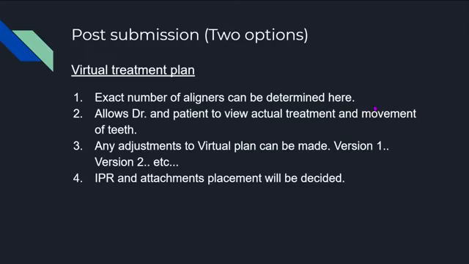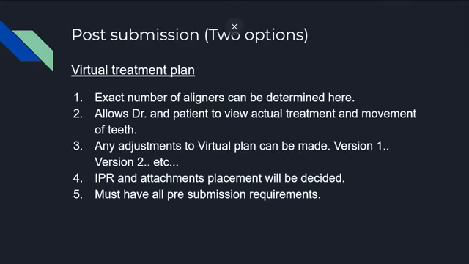Now we can also talk about IPR and attachments. With IPR and attachments, the virtual treatment plan will let you know exactly where you need to do IPR and where you need to place these attachments. So everything will be decided for you. And then you must have all the pre-submission requirements. When we talk about how you can get the virtual treatment plan, you have to make sure that you have all the pre-submission requirements.